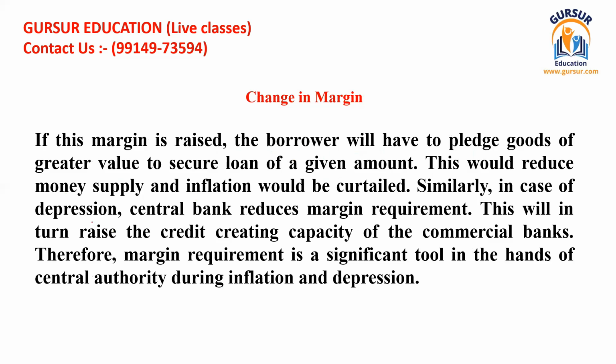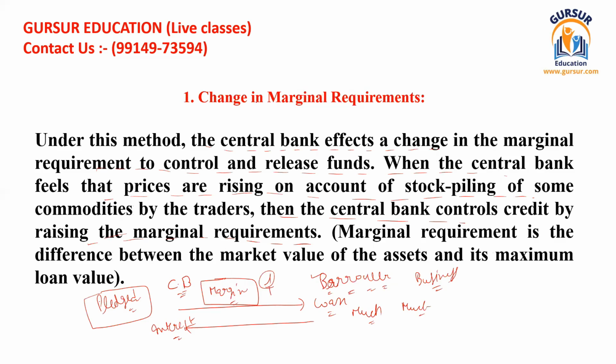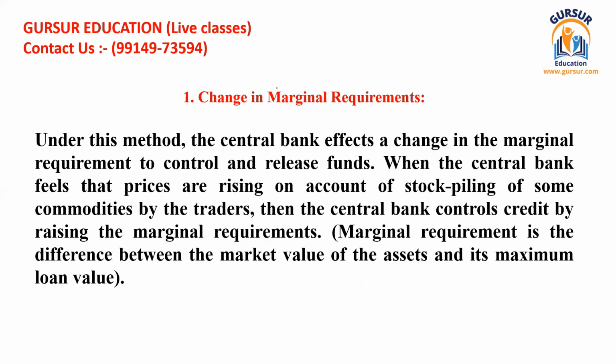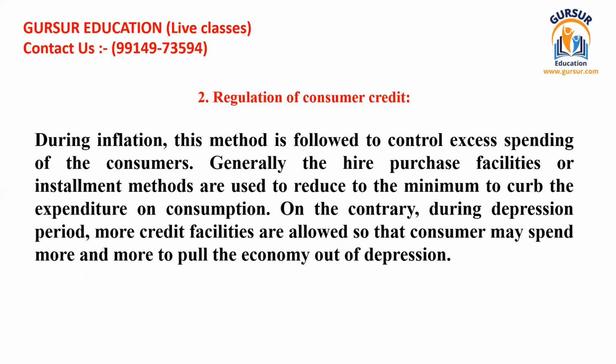In the same way, if there is depression, then the central bank reduces the margin requirement. Then it can raise the credit creating capacity of a commercial bank, and the public will have more money in their hands, and they can borrow more money for investment. This is how change in marginal requirement can affect and regulate the monetary supply in the economic system. So this was the first one.